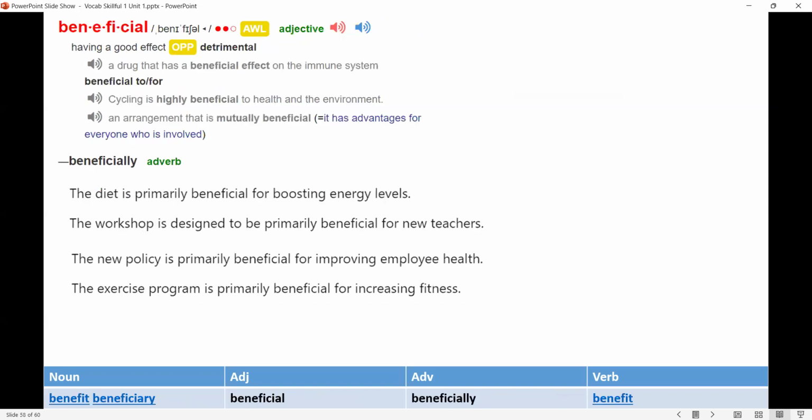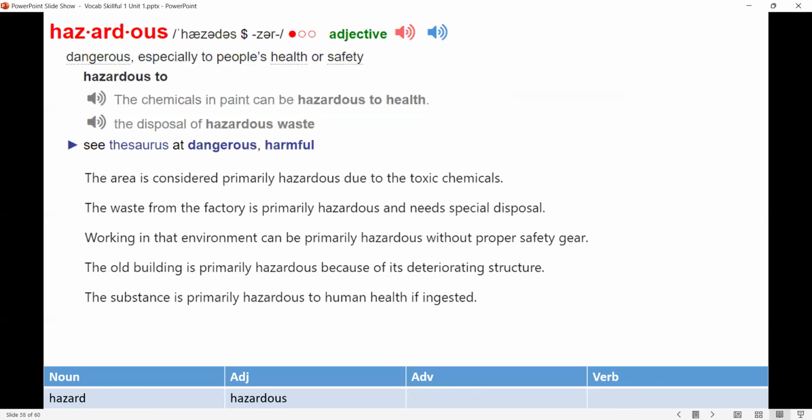Beneficial. Beneficial means having a good effect. Beneficial means useful, opposite of detrimental or harmful. So beneficial means useful, helpful, beneficial to, beneficial for. Example: Cycling is highly beneficial to health and the environment. The diet is primarily beneficial for boosting energy levels. The workshop is designed to be primarily beneficial for new teachers.